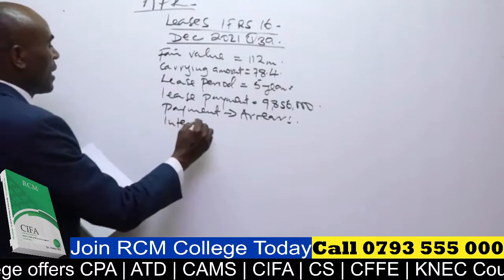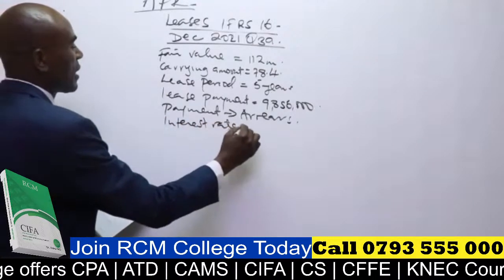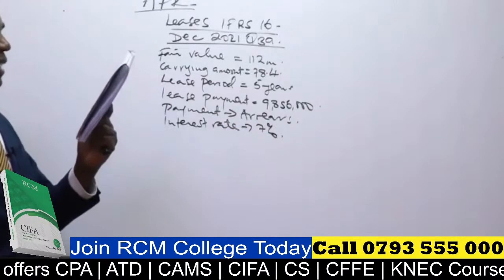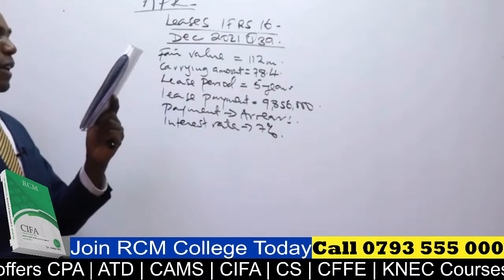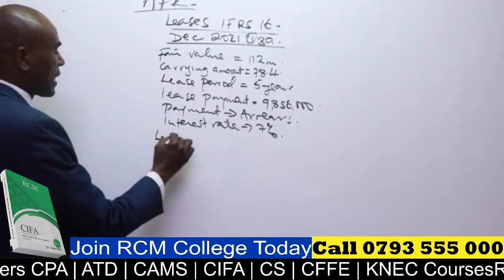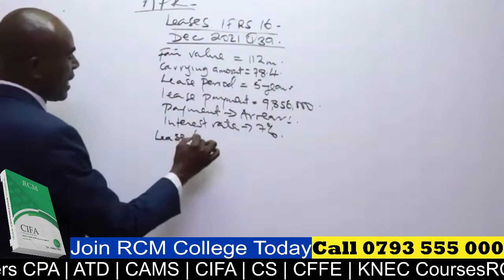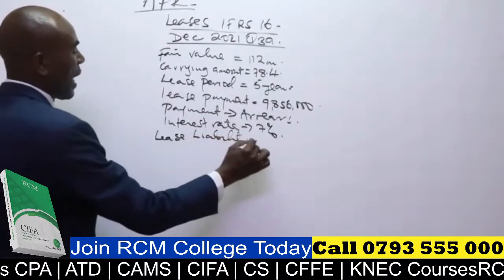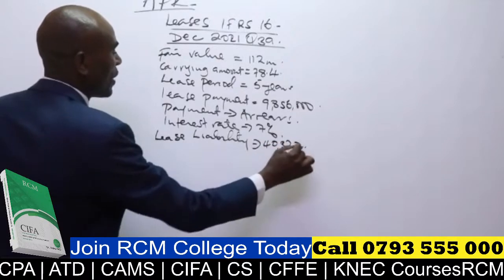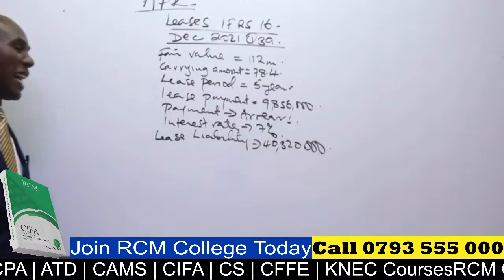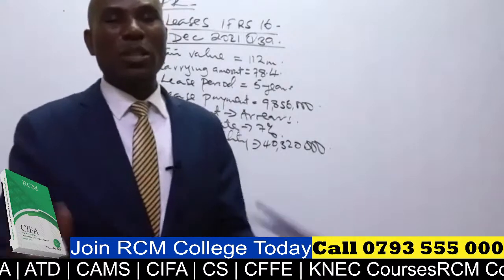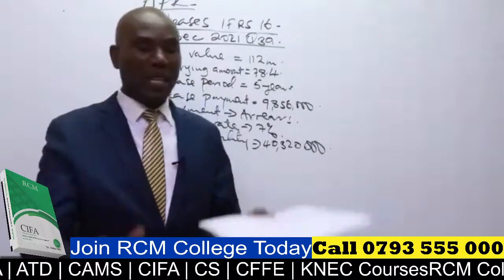The interest rate implicit in the lease is 7%. The present value of annual lease payment was 43 million. Therefore, the lease liability: the examiner was wishing us success. He has given us the lease liability already. The lease liability is 43,200,000. Therefore, the examiner is wishing us success, because he has given us the lease liability.